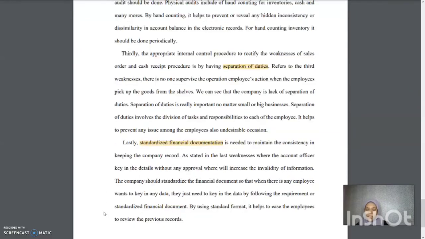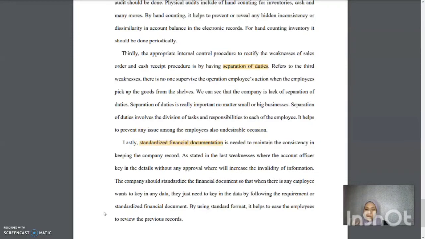Last but not least, standardized financial documentation is also needed to maintain consistency in keeping the company records. As referred to in the last witness, where the account officer keys in the details without any approval, it will increase the invalidity of the information.